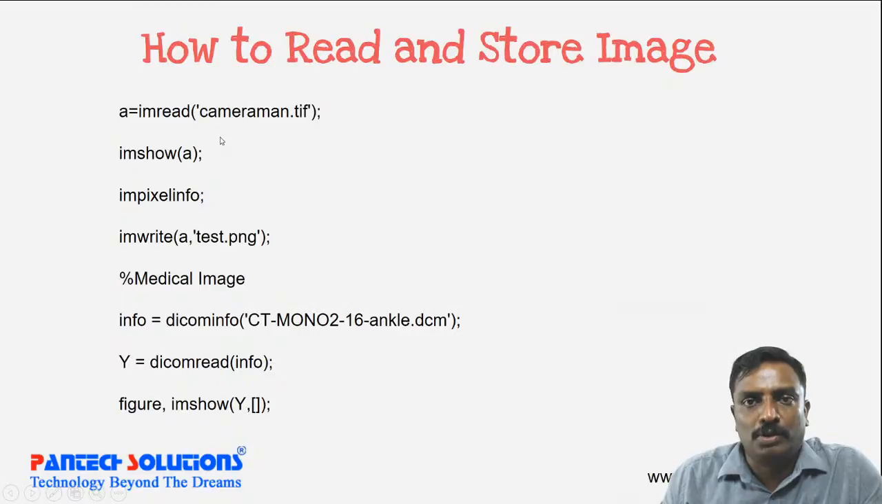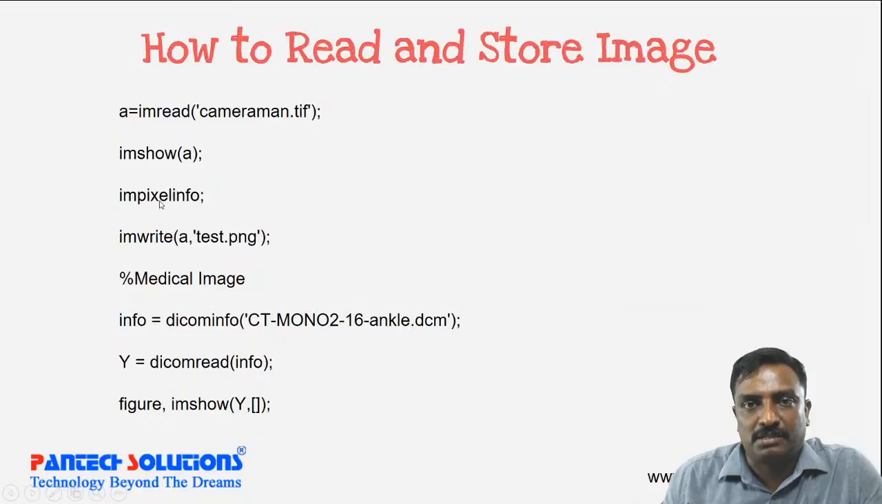The first line of the code is A equal to imread of cameraman, which reads an image. Imshow is used to display the image in an axis. Impixelinfo is used to view the pixels of the image.